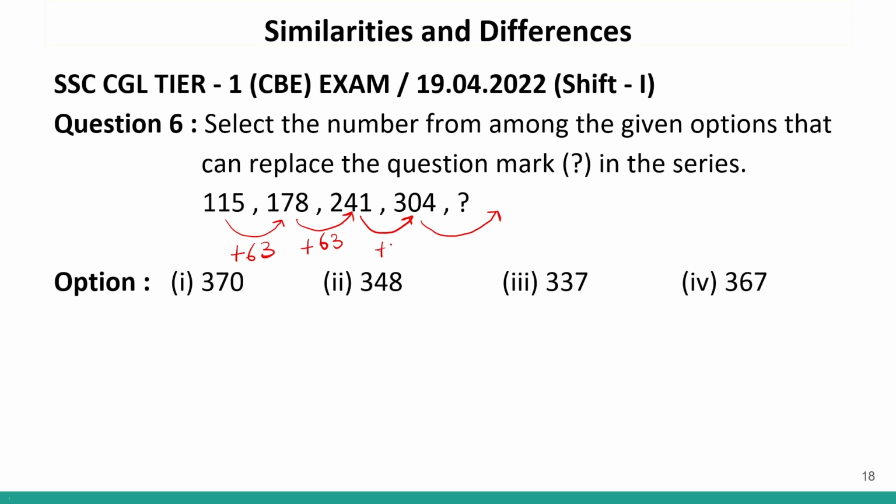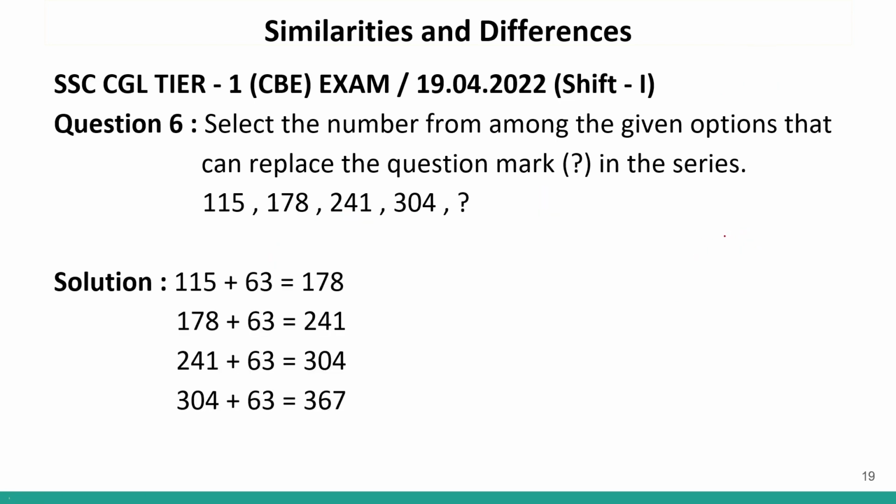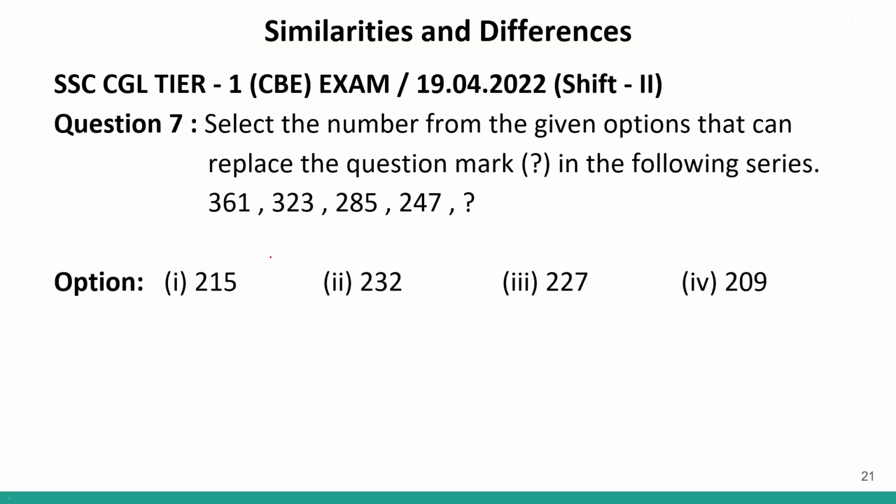241. Further again, if I add 63, I'll get 304. So now also I would have to add 63. So if I add 63 in 304, I'll get 367 as my answer, which is option number 4. So option number 4 is your correct answer. Okay? Now, here you can see we are simply adding 63 in the previous term.